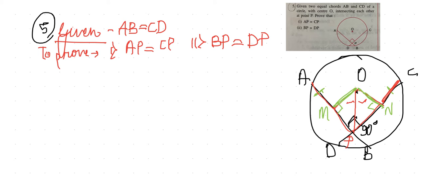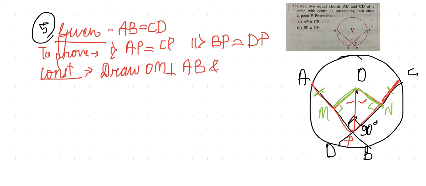See, first of all we will be writing construction. So in construction, write down, draw OM perpendicular to AB, because that is not there, and ON perpendicular to CD. Okay, and then again you will be writing join OP. So in construction you will be writing all those things which are not there in the question, but you need them while solving. Then we will be starting the proof part.